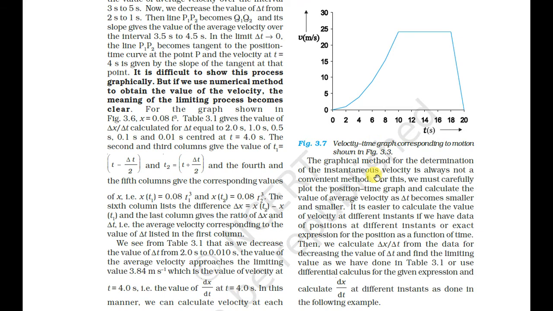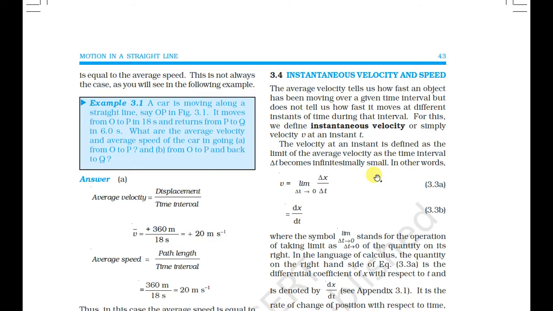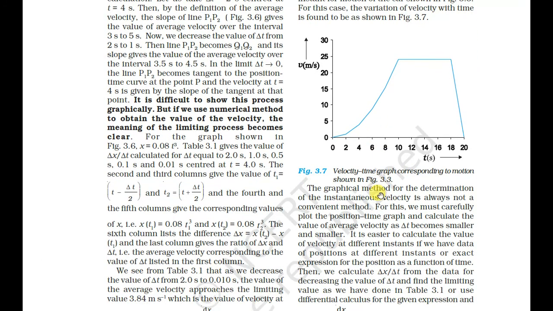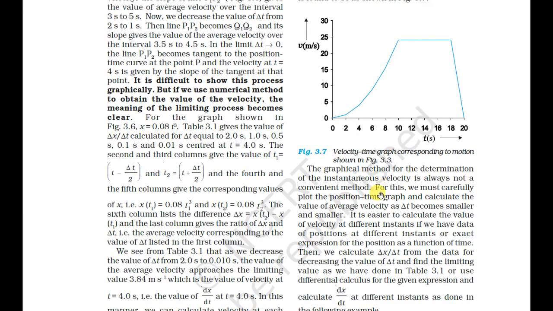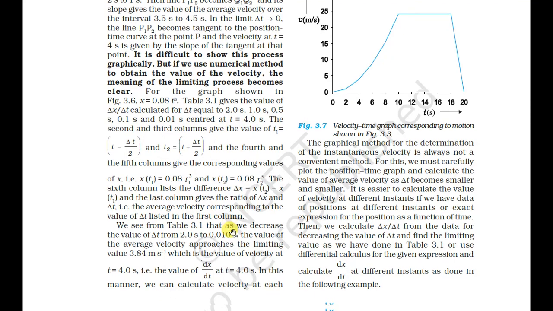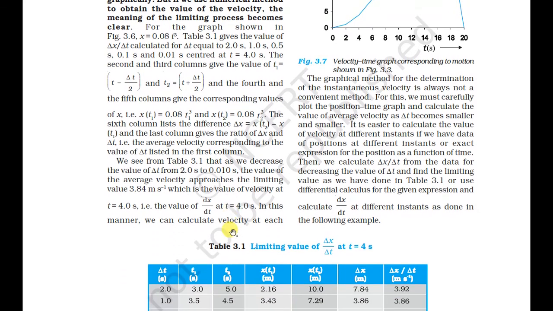See, x is equal to 0.08 t cube. This gives the value of delta x by delta t. Calculate for delta t equals 2 seconds, 1 second, 0.5 seconds, 0.1 second, 0.01 second, centered at 4 seconds. The second and third columns give the values of x, where x is equal to 0.08 t cube.